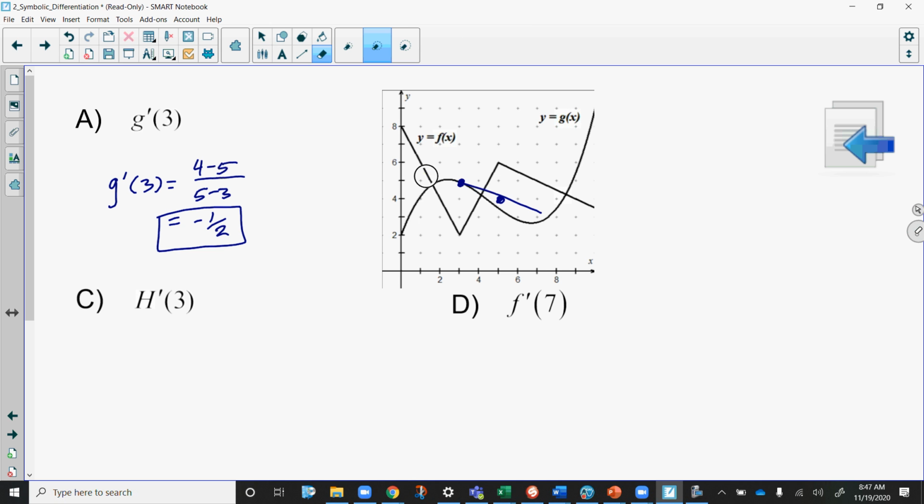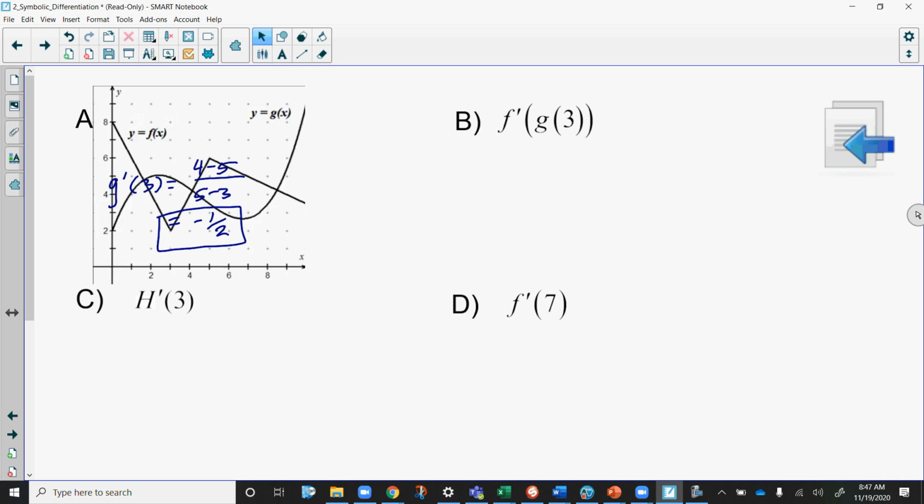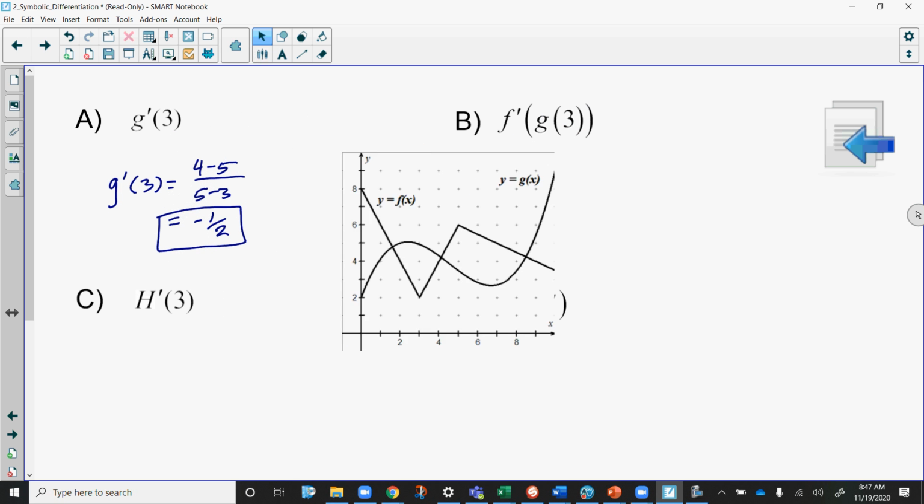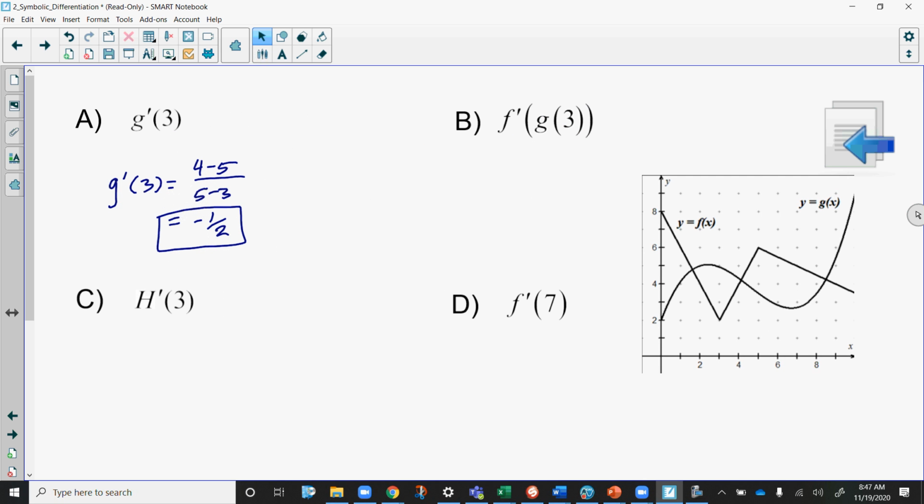All right, so let's clear this off. And now let's take a look at B. Oh, that's not going to work, is it? Let's take a look at B here. So here we have, it's not exactly something where you have to use the chain rule, because it's just asking you to evaluate it at f prime of g of 3.